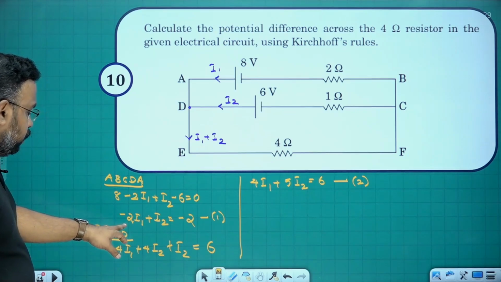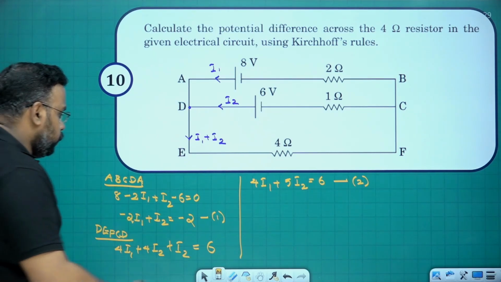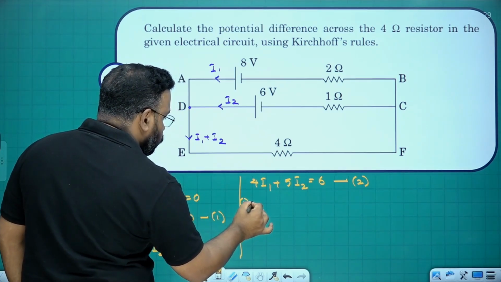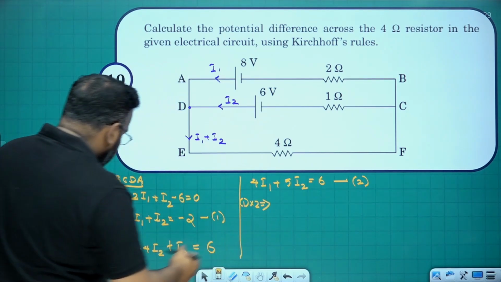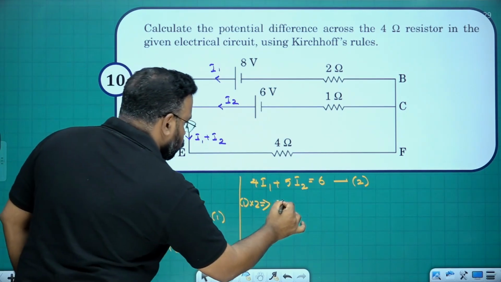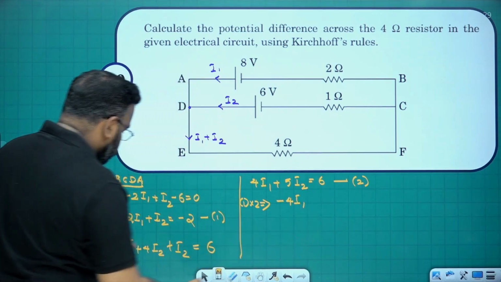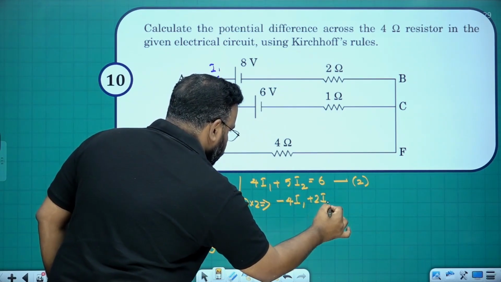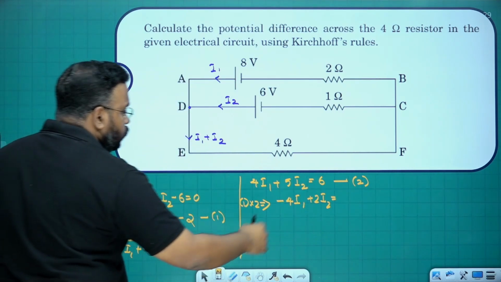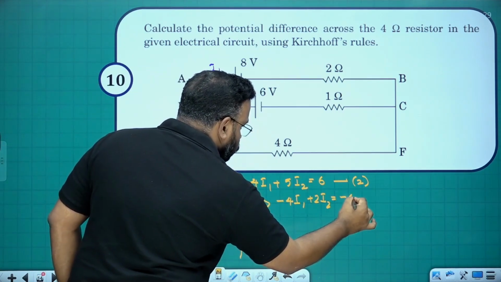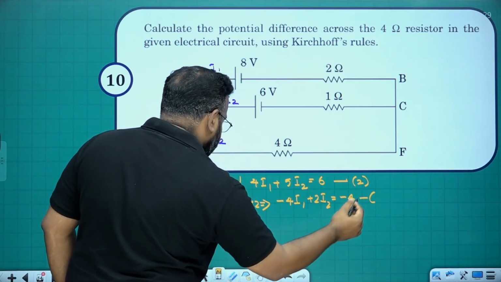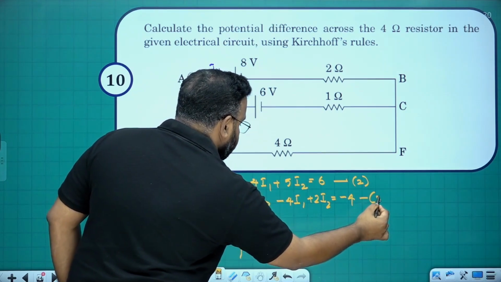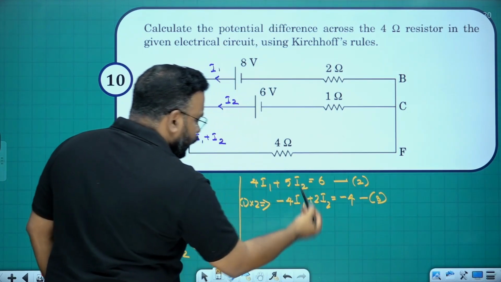There is a minus 2I1 here. You can multiply it by 2. So equation 1 into 2 will get minus 2I1 into 2 is minus 4I1, plus I2 into 2 is 2I2, is equal to minus 2 into 2 is minus 4, equation number 3. Okay. Now we can add these two.